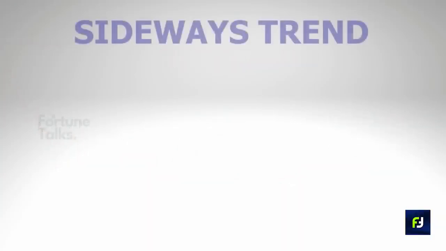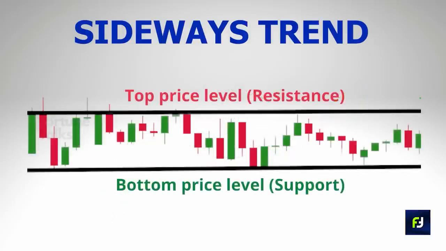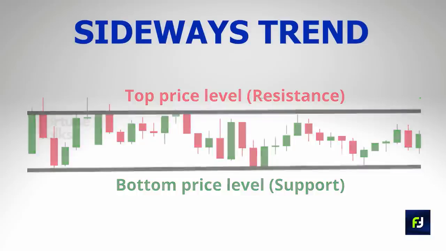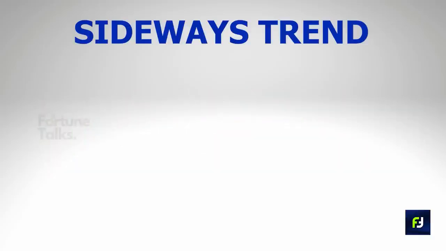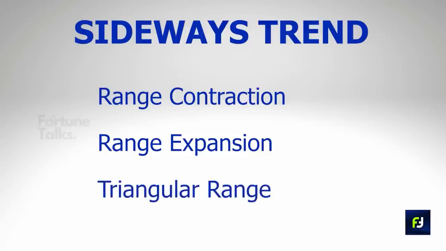The final type of trend is not actually a trend, but it is a situation where there is no clear trend in the market, where the market stays inside a range. We have talked about ranging stages of the market as accumulation phase and distribution phase. So the price movement between two price levels is called sideways trends. There are three types of sideways trends. Number one is the range contraction. Number two is the range expansion. And the last one is the triangular range.